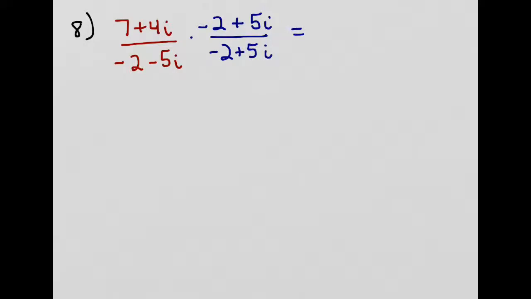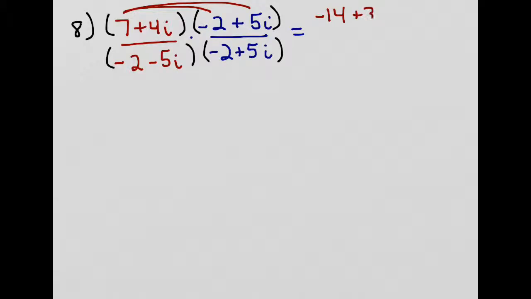Now I'm going to go ahead and multiply both sides, and I just like to put these in parentheses so it looks like what I'm used to multiplying. All right, on top I'm going to have 7 times negative 2 is negative 14. 7 times 5i is 35i. Then I'm going to have 4i times negative 2, which is negative 8i. And 4i times 5i, which is 20i squared.